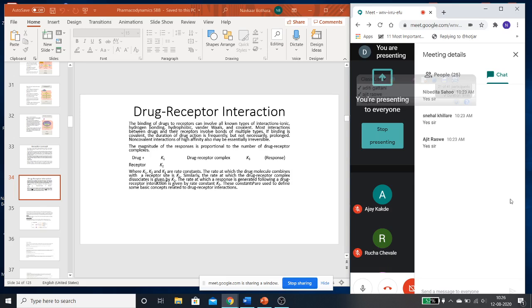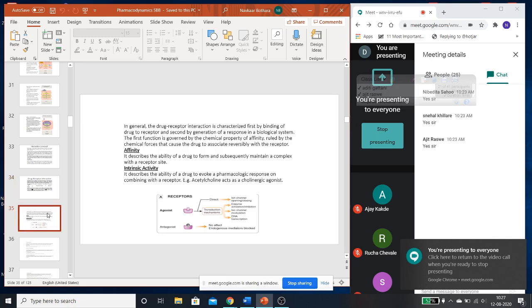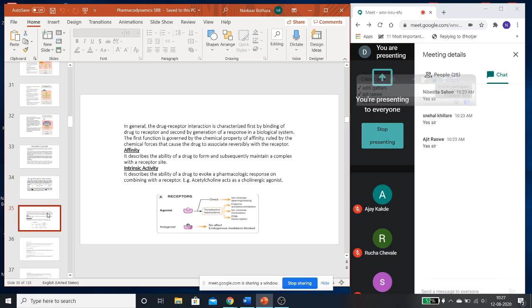So the rate at which the drug molecule combines with the receptor, that is what we call the association constant. The rate at which the drug receptor complex dissociates, that is K2. And the rate at which the response is generated following a drug receptor interaction is given by K3. So these constants are used to define some of the basic concepts related to drug receptor interactions. And these concepts are useful in quantification, whenever quantifications are required or possible.